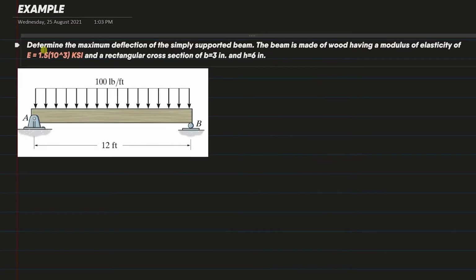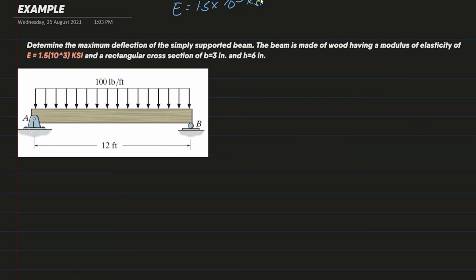Okay. So, let's go with this example. Sabi dito, determine the maximum deflection of the semi-supported beam. The beam is made of wood having a modulus of elasticity of E. Yung E natin is given as 1.5 times 10 raised to 3 KSI, or kilopounds per square inches.